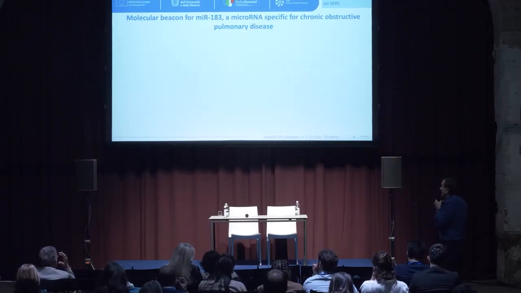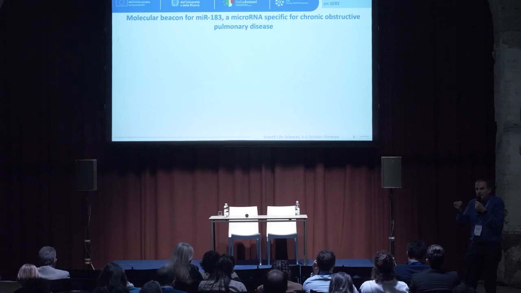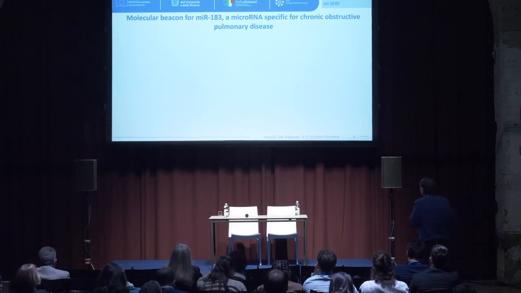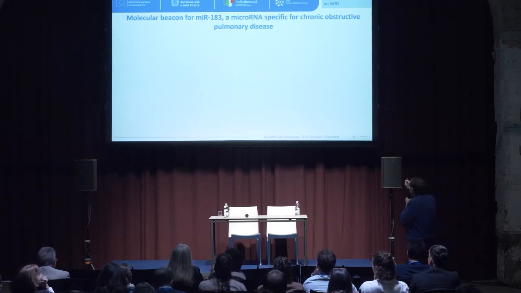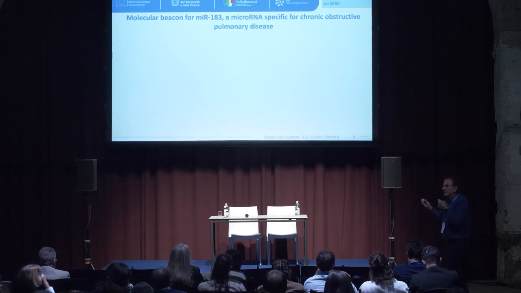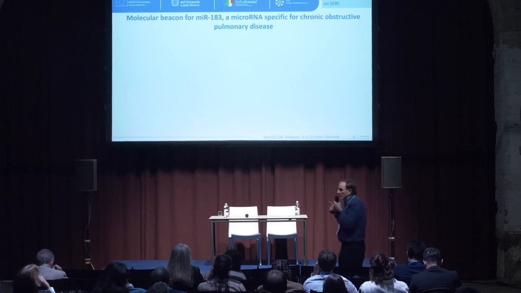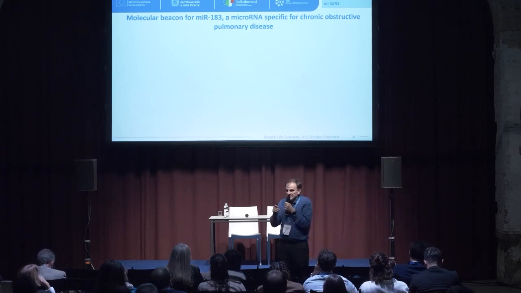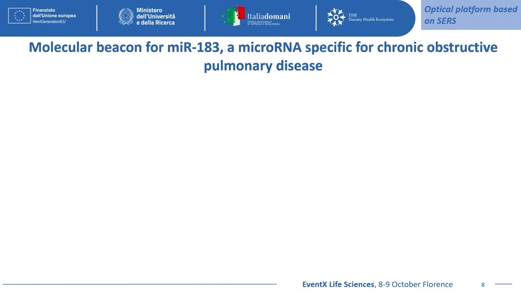As I told before, we are also active in the development of platforms, and in this case we use a molecular beacon designed for microRNA 183, which is a circulating microRNA specific for the presence of COPD disease. I forgot to tell that the molecular beacon we use for survivin was already described in literature, not as a molecular beacon, but as silencing RNA. Now siRNAs are very popular due to the Nobel Prize, which was given a few days ago to the scientists who started this type of activity, starting the study on messenger mRNA and so on.